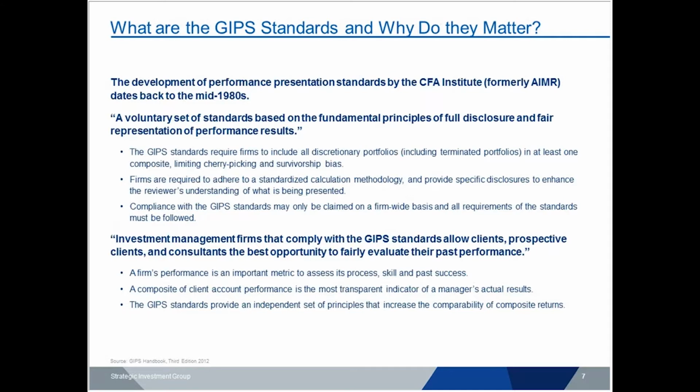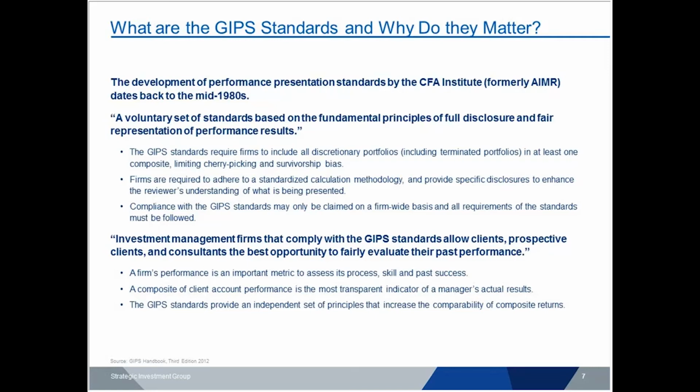In short, the GIPS standards are a voluntary set of standards based on the fundamental principles of full disclosure and fair representation of performance results. And a few important takeaways from the standards. One, they require firms to include all discretionary portfolios in at least one composite. And this is important because it limits the ability of a firm to show only its best performing accounts. It also eliminates the ability of a firm to remove from its performance composites underperforming accounts that have been terminated.